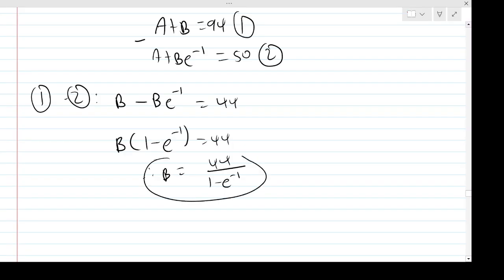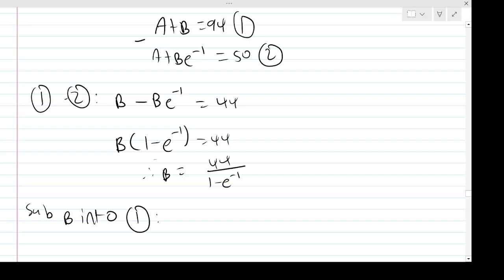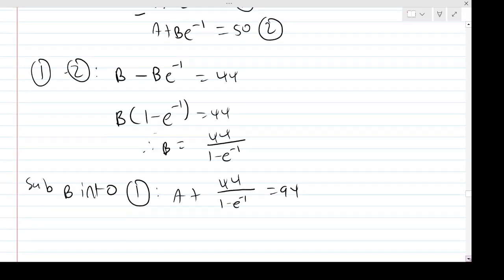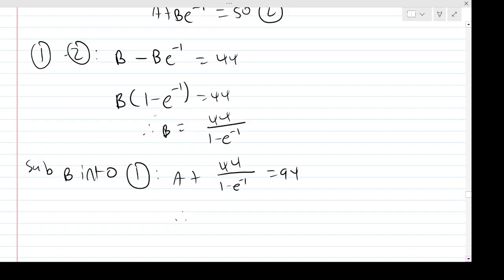So that's B. So then I need to substitute that back into A. Well, I'm going to substitute that into the first equation, that's probably the nicer one. So I'm going to sub B back into the first one. So then A add 44 over 1 minus e to the minus 1 is 94. So A therefore is 94 take away 44 over 1 minus e to the minus 1. Okay, that's quite horrific.